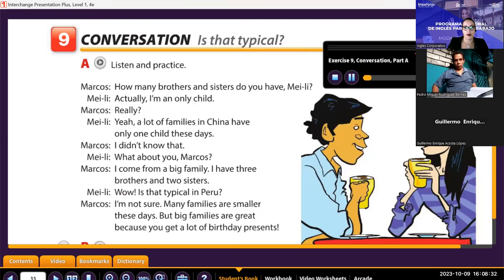Page 33, Exercise 9, Conversation. Is that typical? Part A, listen and practice. How many brothers and sisters do you have, Mei Li? Actually, I'm an only child. Really? Yeah, a lot of families in China have only one child these days. I didn't know that. What about you, Marcos? I come from a big family. I have three brothers and two sisters. Wow. Is that typical in Peru? I'm not sure. Many families are smaller these days, but big families are great because you get a lot of birthday presents.